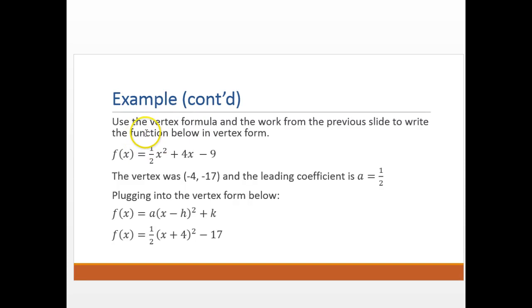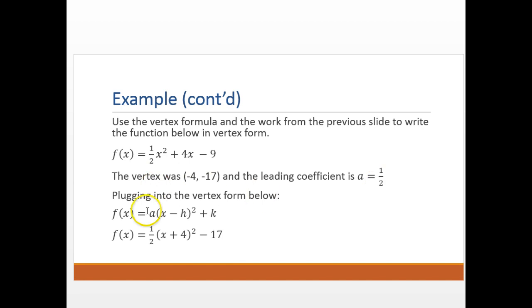Now, let's take what we learned on the previous slide, which was the vertex, and let's take this entire equation now. We have f of x is 1/2 x squared plus 4x minus 9, and let's write it in vertex form. We already know the vertex is negative 4, comma, negative 17. Well, if you remember, vertex form also had a leading coefficient. Well, the leading coefficients actually match up. In this case, the leading coefficient a is 1/2.